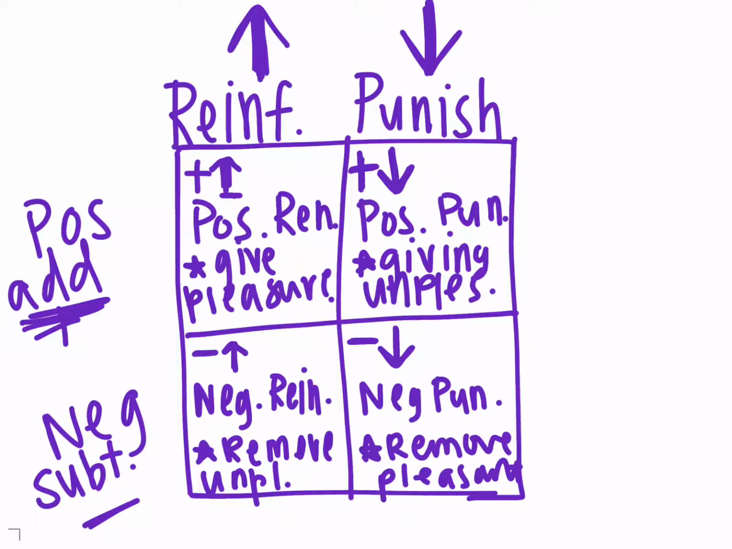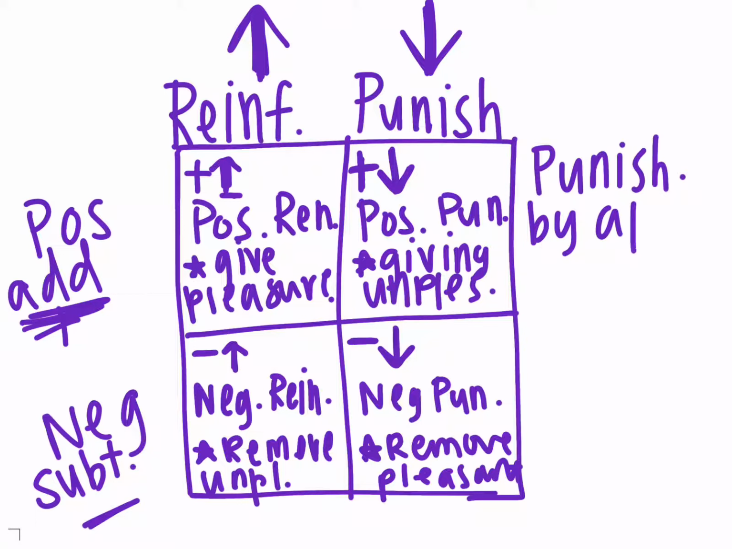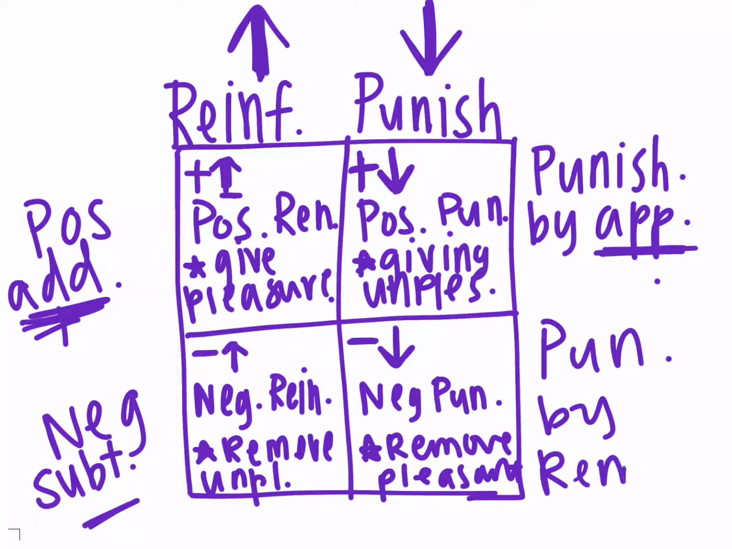Your book calls the different types of punishment something a little different. Positive punishment is also called punishment by application. And if you ever get stuck, just think application, you're adding. And then you could also have punishment by removal. And remember, if you're removing something, you're subtracting it. Hopefully that makes a little more sense.